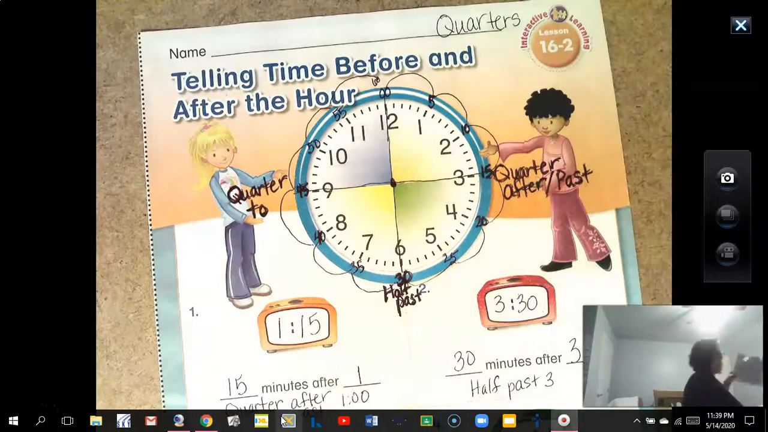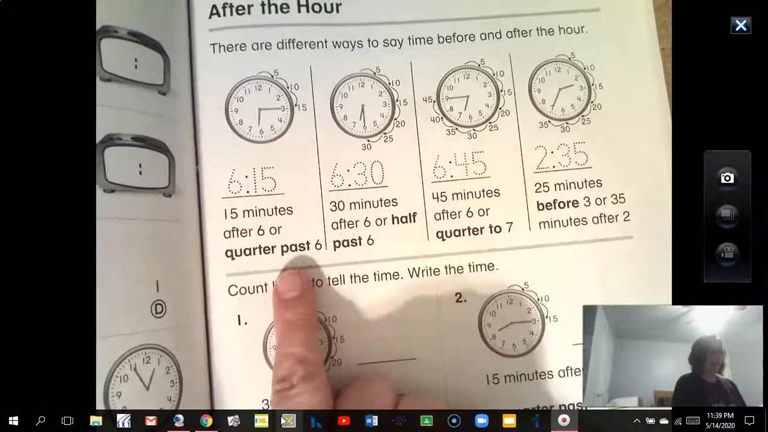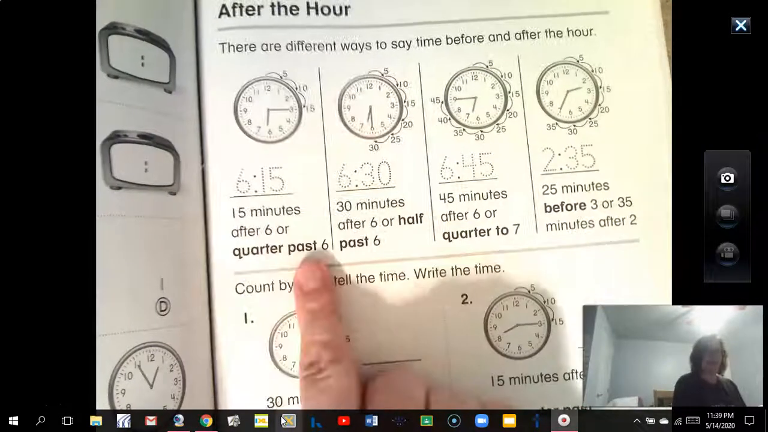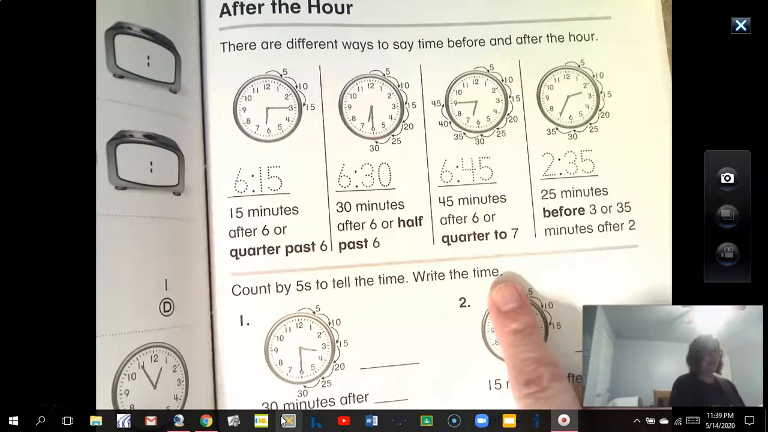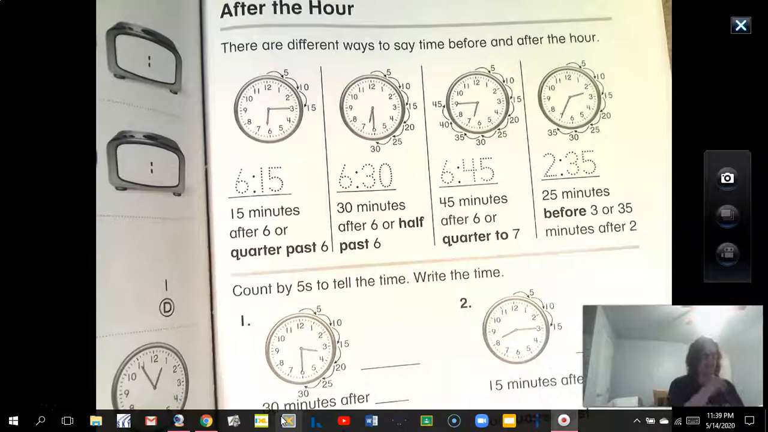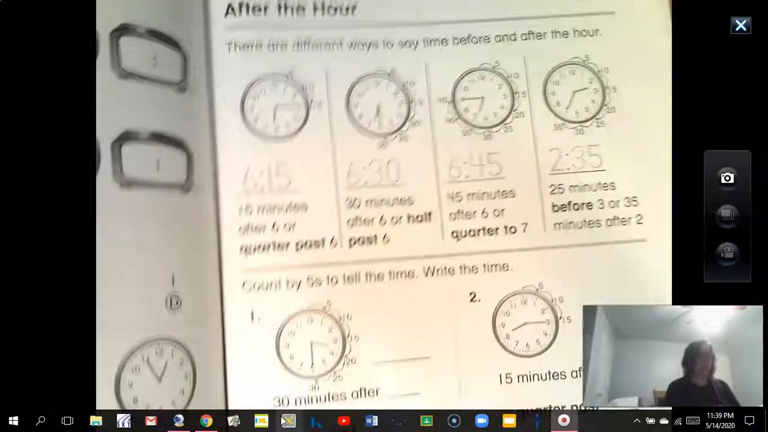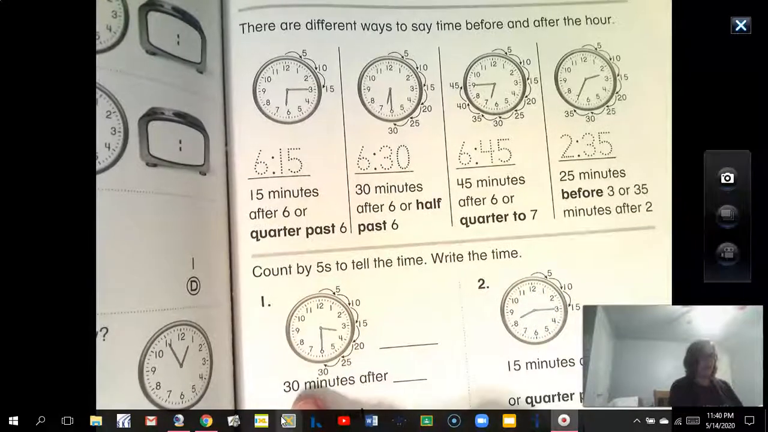For your bonus points. And now I'm going to have you take a look up here. It says, and they give you, which is really kind of cool, they give you the quarter after, they give you the half past, and they tell you half past. They give you the quarter to, which is on the 9. Okay, so pay attention to this. And remember, this is always very important for you to read. Then it says count by 5s to tell the time, write the time.